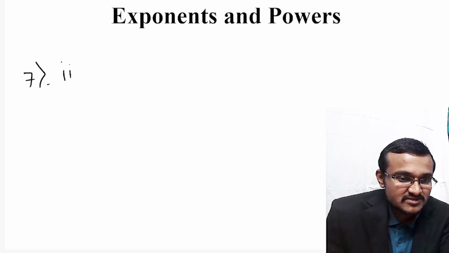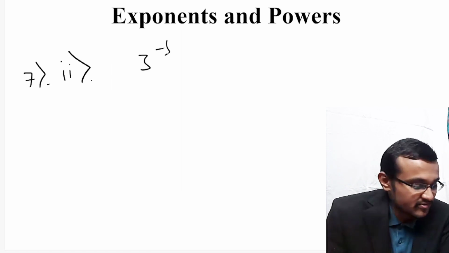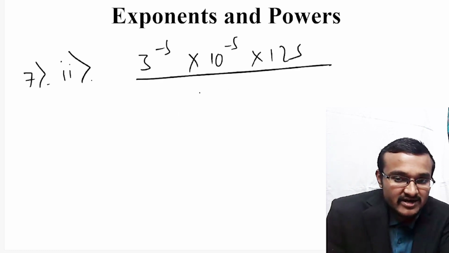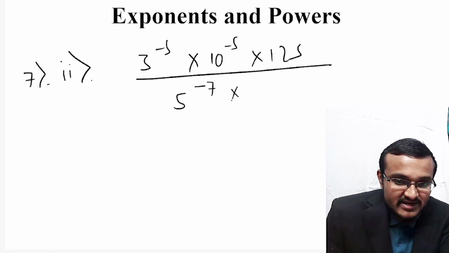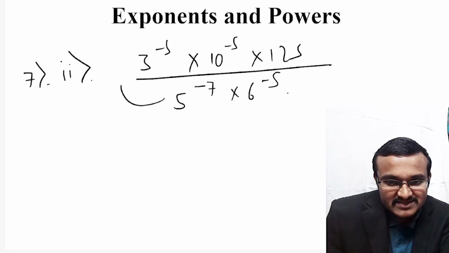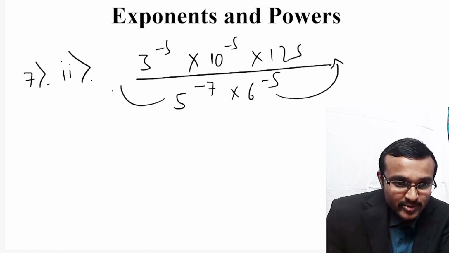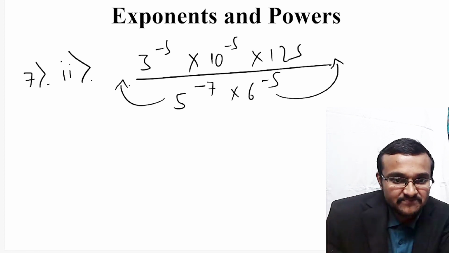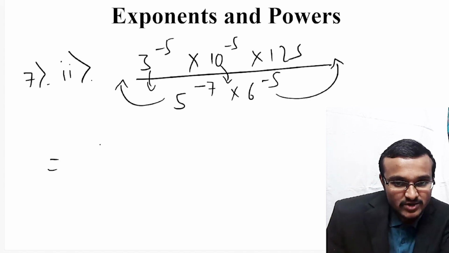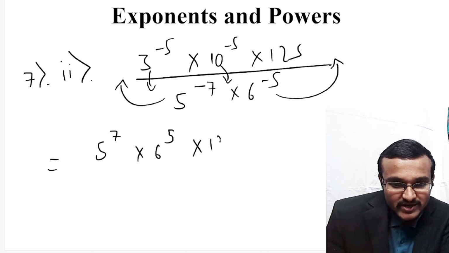Coming to the second question in this 7th question, here they have given 3 power minus 5 into 10 power minus 5 into 125 divided by 5 power minus 7 into 6 power minus 5. You can bring this 5 power minus 7 and 6 power minus 5 to the numerator, so it will become plus 7 and plus 5. Here 3 power minus 5 and 10 power minus 5 you can bring to the denominator. So here minus 5 will become plus 5. So that will be equal to 5 power plus 7 into 6 power plus 5 into 125.